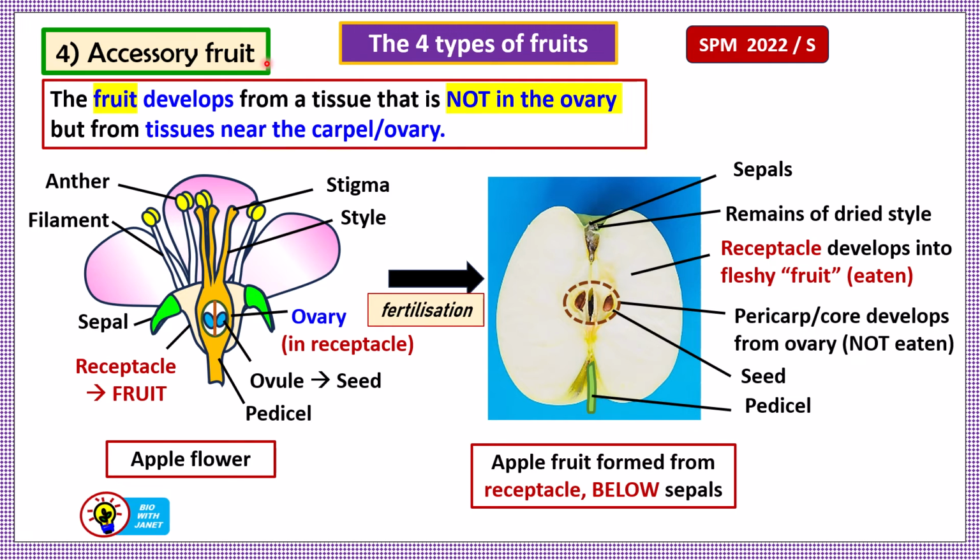Lastly, the accessory fruit. Now, the word accessory means something extra added in. It's not the main thing, okay? So, accessory fruit, O for other parts, not the ovary. So the fruit develops from a tissue that is not in the ovary, but from tissues near the ovary. This came out in SPM 2022 also in the structured question.